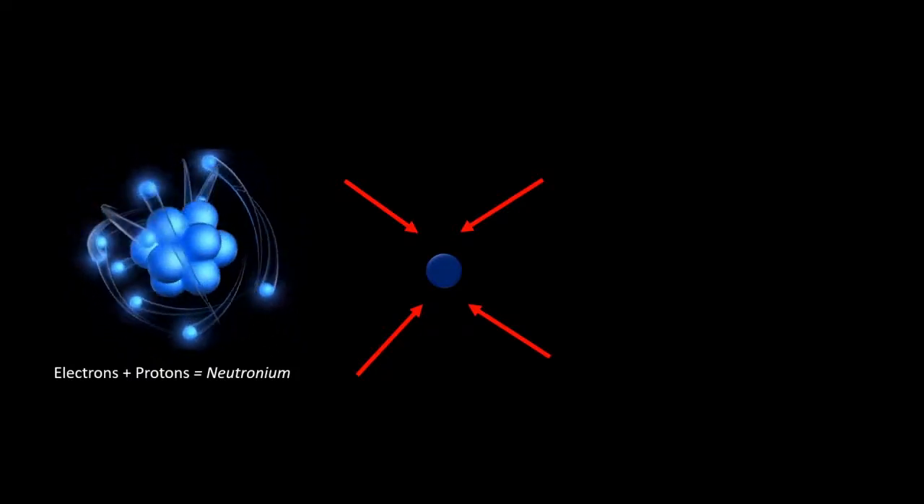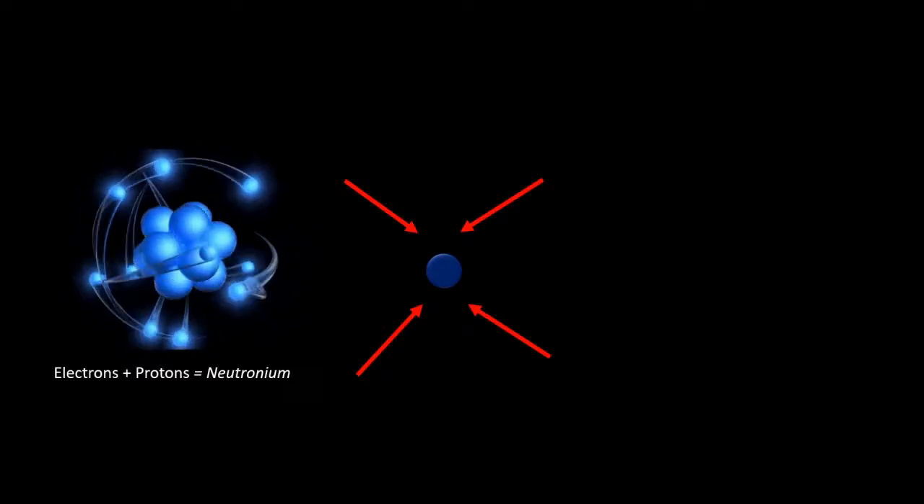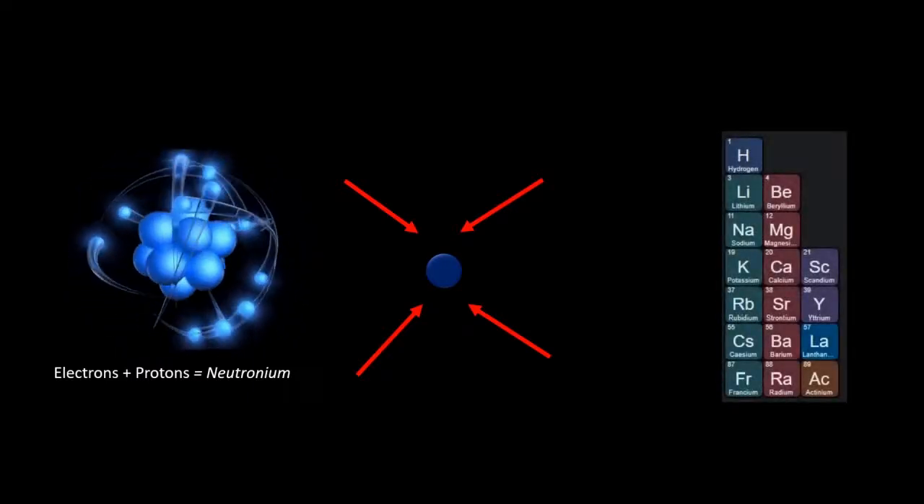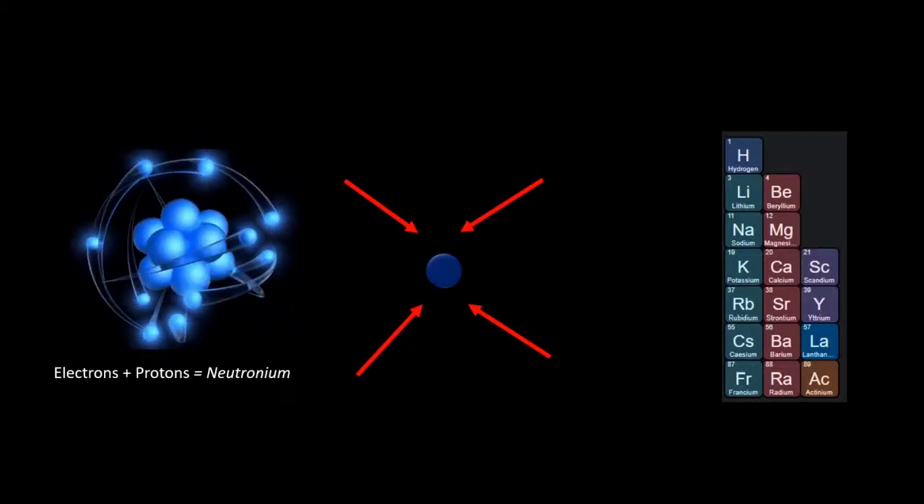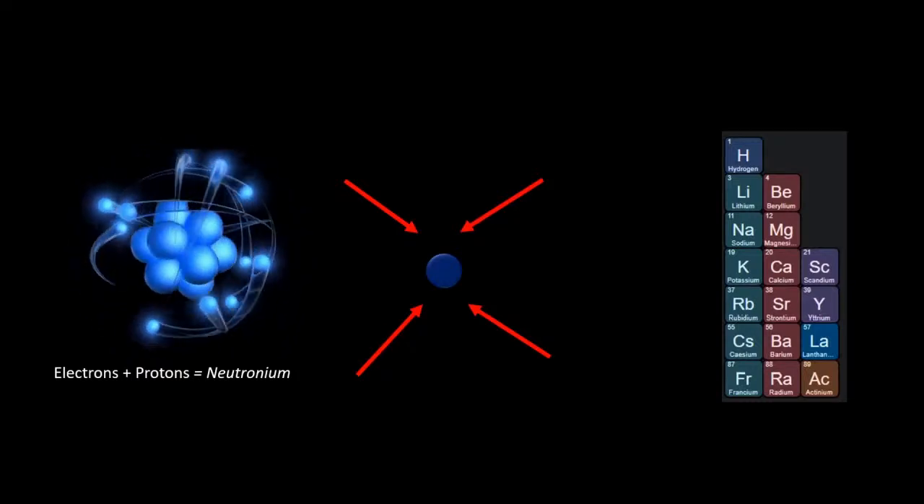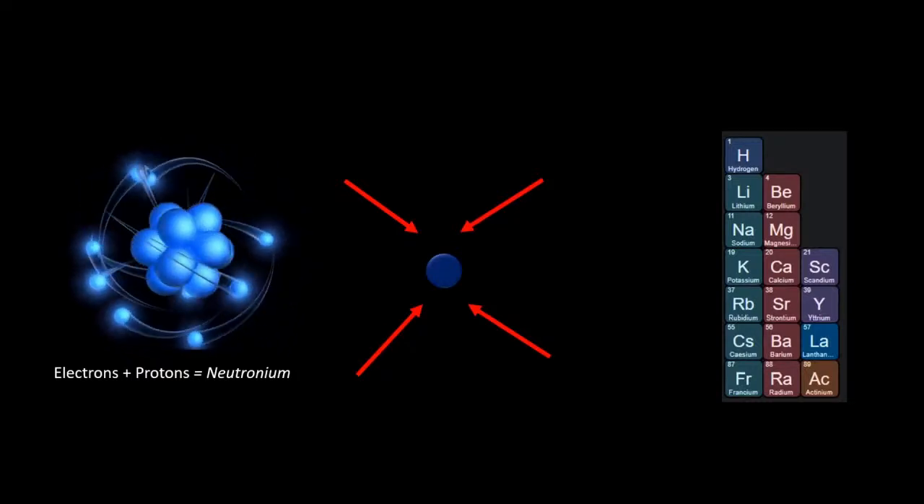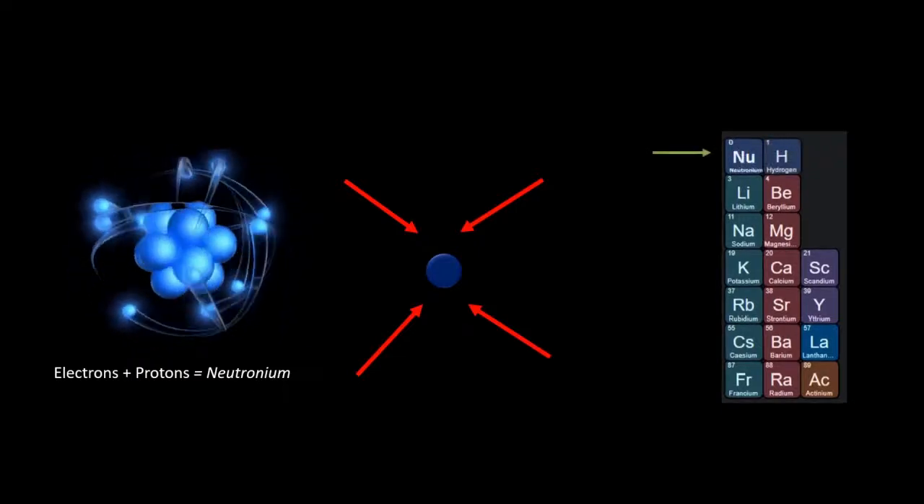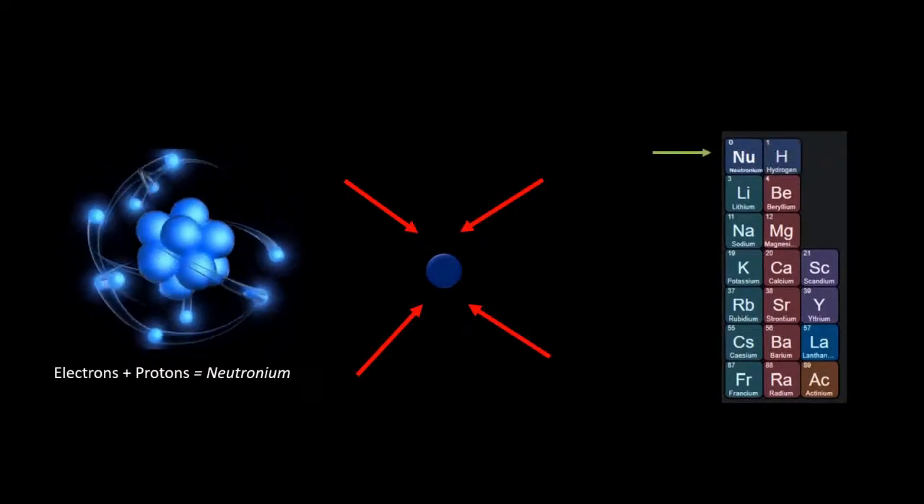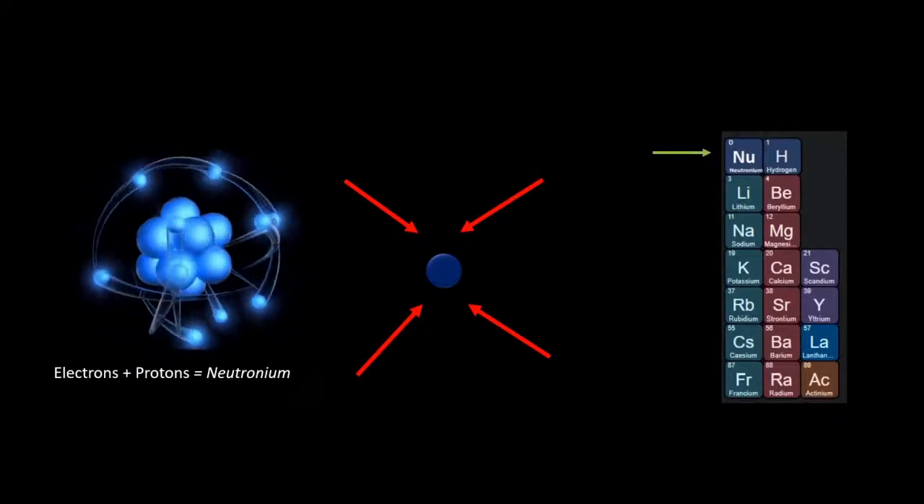You may be familiar with the periodic table of elements, where each element has an atomic number representing the number of protons present in its nucleus. Hydrogen, for example, is atomic number 1 as it has just 1 proton. Neutronium is numbered 0 in the periodic table because it does not have any protons. They have all been converted to neutrons.